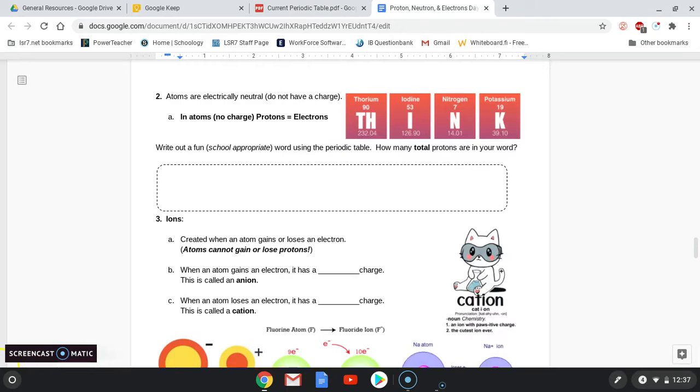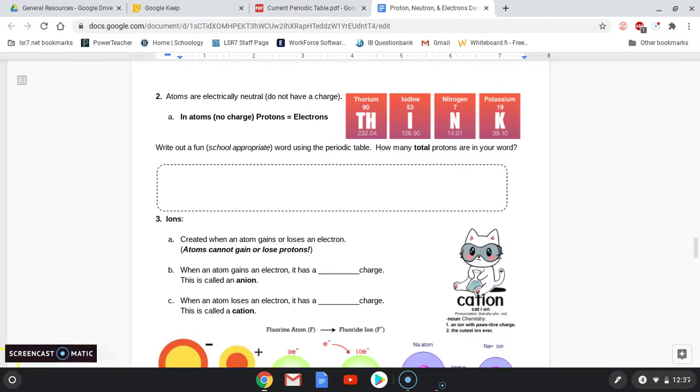And so it says, how many protons are in your word? So you would just add up the top number. So let's say that you were using the thing that I had above there. You'd take 90 plus 53 plus 7 plus 19. And so you'd add all those up, and you would get your total number of protons. So get out your handy calculator. You're going to add them all up. You're like, okay, here we go. And you add them all up, and so you get 169 if you added all of those up.